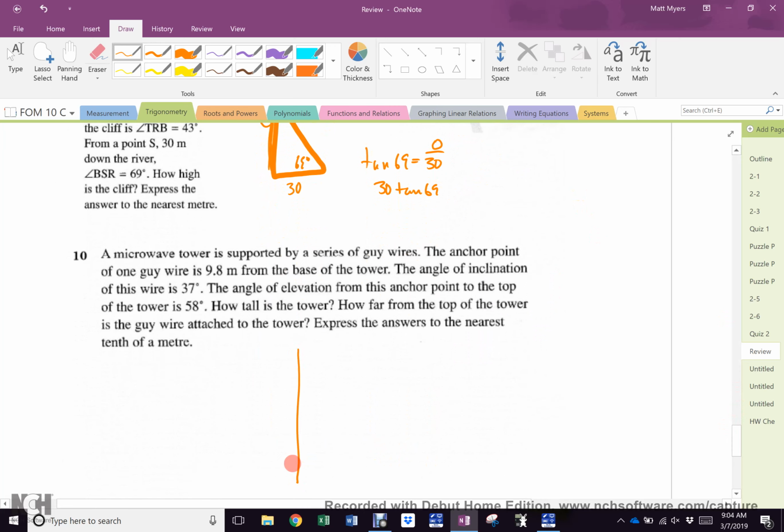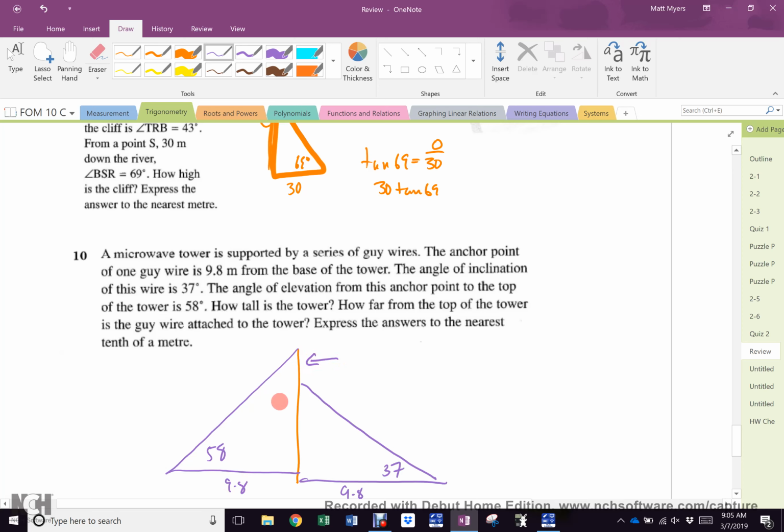Microwave tower. There's the tower. The anchor point of one guy wire is 9.8 from the base. So there's a wire that goes like this, 9.8 with an angle of elevation of 37. There's another wire that goes to the top, and it is 58. It is also 9.8.